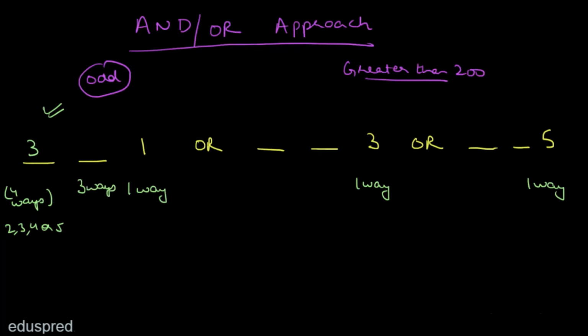And we are filling the first slot and the second slot and the third slot. So this is 4 multiplied by 3 multiplied by 1. Now let's move to this case.